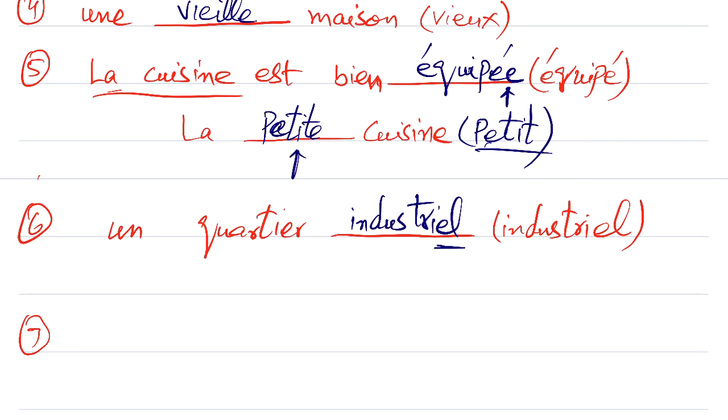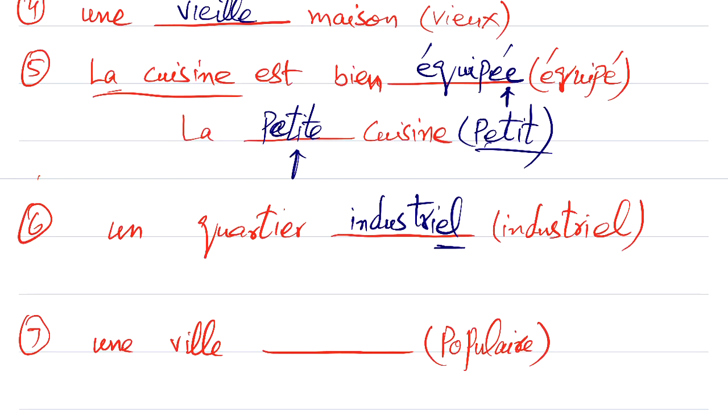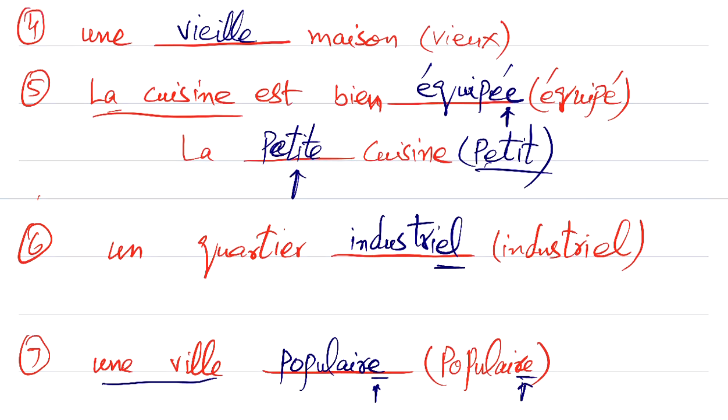For example, you say une ville, it means a city. Populaire, populaire, I mean a popular city. How do you change it? Because it already has e at the end and this is feminine now. If the adjective already has e at the end, you are not going to add another e. Okay. So this is all about the adjectives.